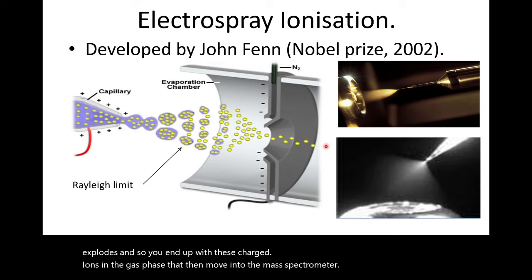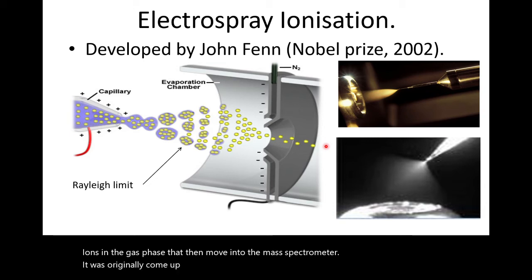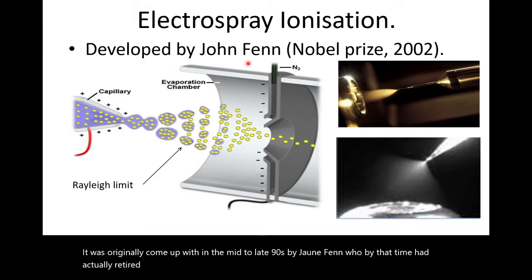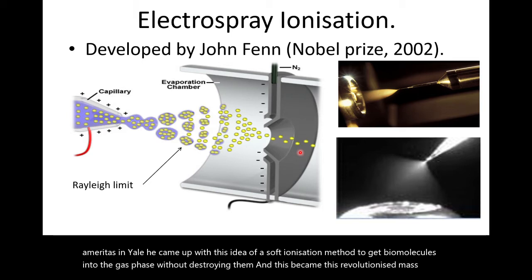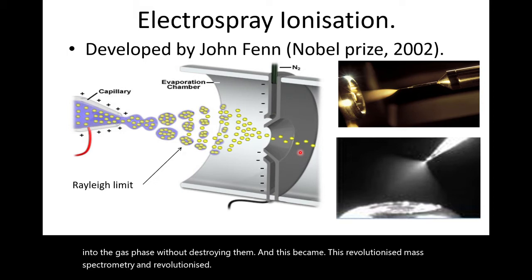It was originally come up with in the mid to late 90s by John Fenn, who by that time had actually retired. His background was in supersonic expansion of gases. And so while he was emeritus in Yale, he came up with this idea of a soft ionization method to get biomolecules into the gas phase without destroying them. And this revolutionized mass spectrometry and revolutionized the measurement of biomolecules.